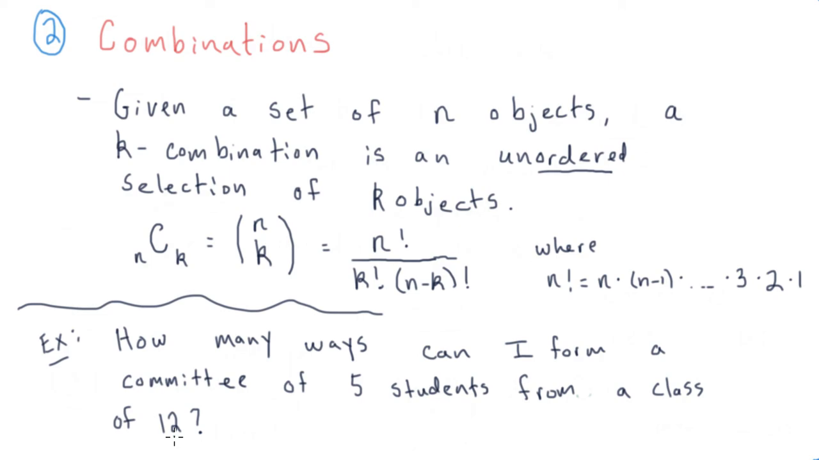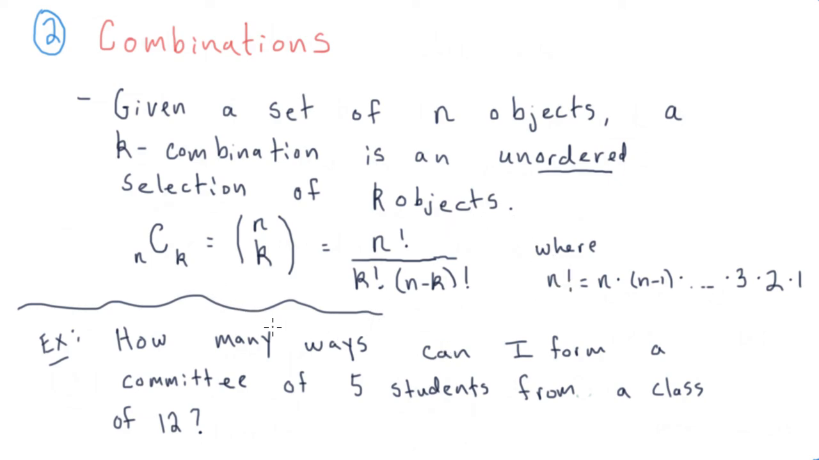And now because it's a committee, it doesn't really matter which student I pick first or last. I'm just selecting 5 to be in the committee. So the order doesn't matter. So this is a 5 combination. Choosing 5 students is a 5 combination from this class of 12 students.